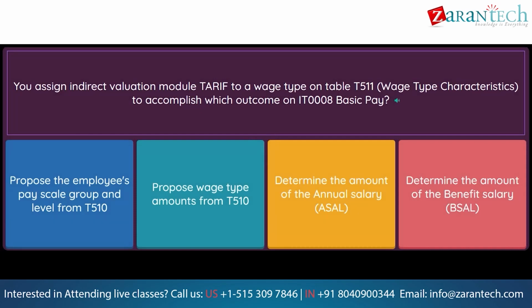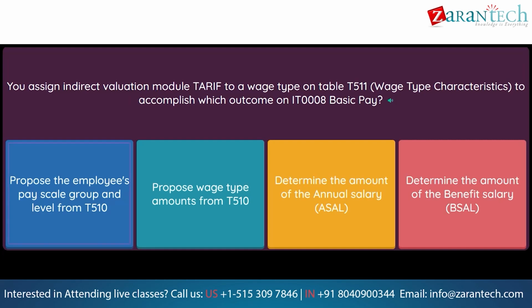Question: you assign indirect valuation module tariff to a wage type on table T511, wage type characteristics: to accomplish which outcome on IT0008 basic pay? Option 1, propose the employee's pay scale group and level from T510. Option 2, propose wage type amounts from T510. Option 3, determine the amount of the annual salary, ASAL. Option 4, determine the amount of the benefit salary, BSAL.